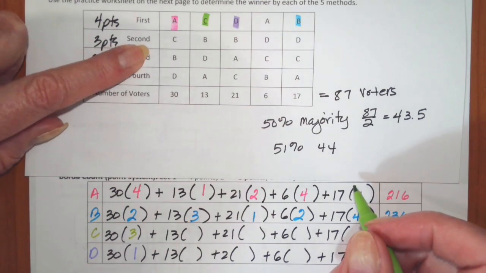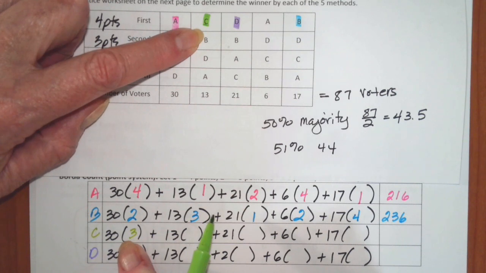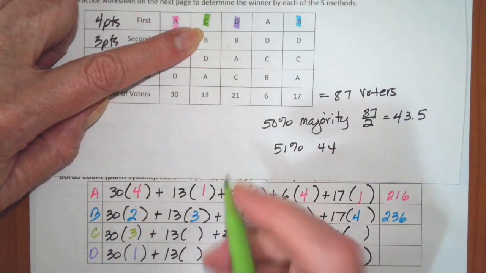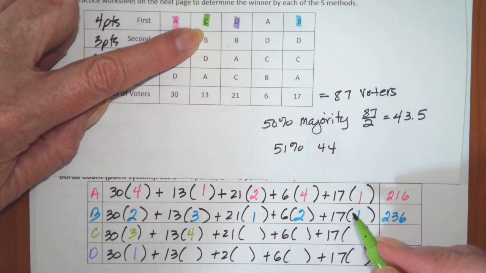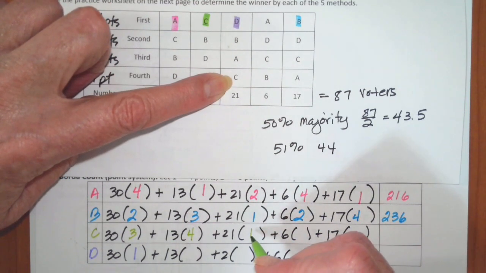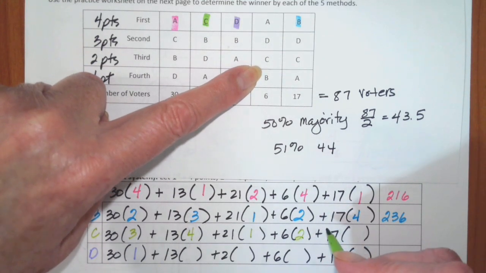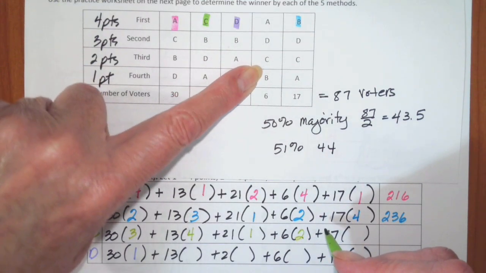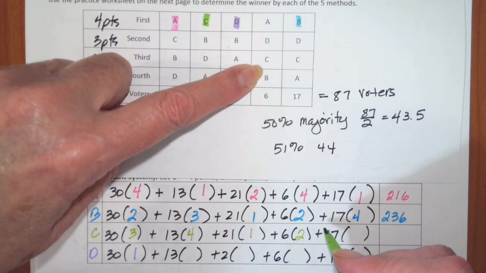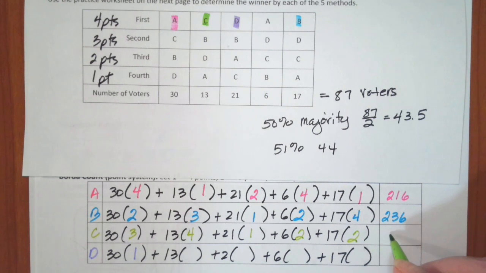In the first column, C gets 3 points for second place. In the second column, came in first, so gets 4 points for each of those votes. Gets 1 point for each of the 21 votes in this. Gets 2 points for this column, and gets 2 points for this column. And when you multiply all that out, you end up with 209.